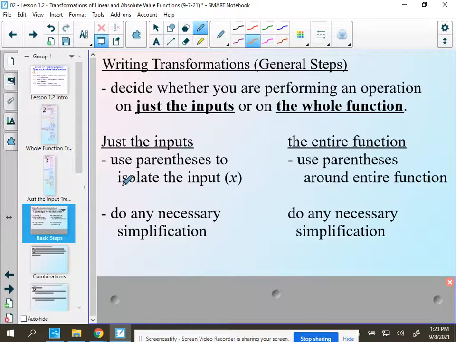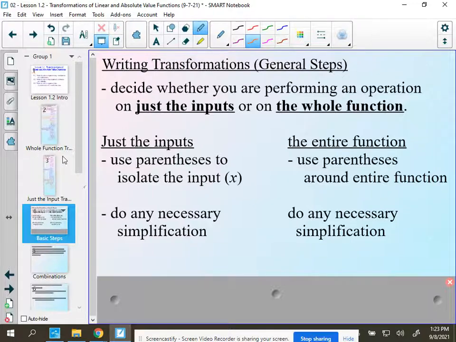And we went through all these processes. So I don't know if this is necessarily, that's kind of the same deal. Just the inputs: isolate the input, use parentheses to isolate it, and then simplify. Whole function usually involves parentheses around the whole function, and then maybe a distributive property, combining like terms. So it's up to you. We didn't add these in class. I don't think we need to.